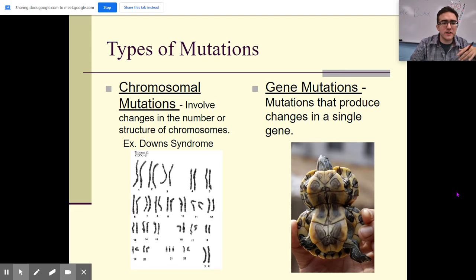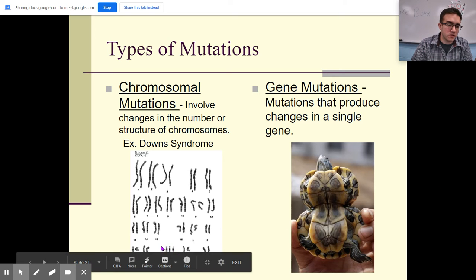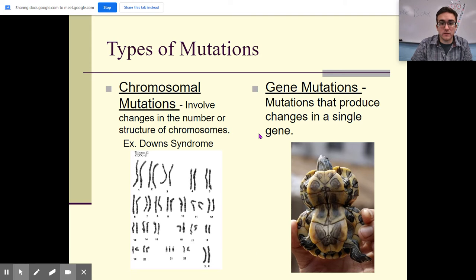So there's two types of mutations. There's chromosomal mutations, which involve the number or structure of chromosomes. If you look at that picture, all your chromosomes come in pairs. But in Down syndrome, we call it trisomy 21 because people who have Down syndrome have 3 copies of the 21st chromosome. We'll talk more about that when we get to the cell cycle and karyotyping because there's a whole set of mutations and disorders that go along with that.